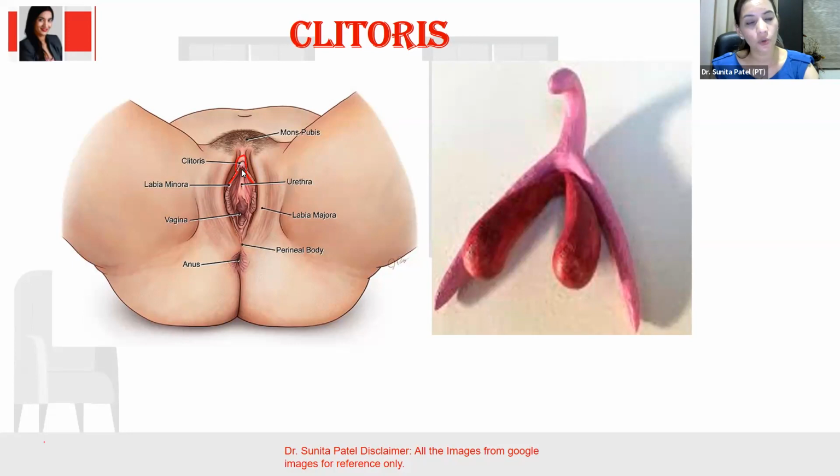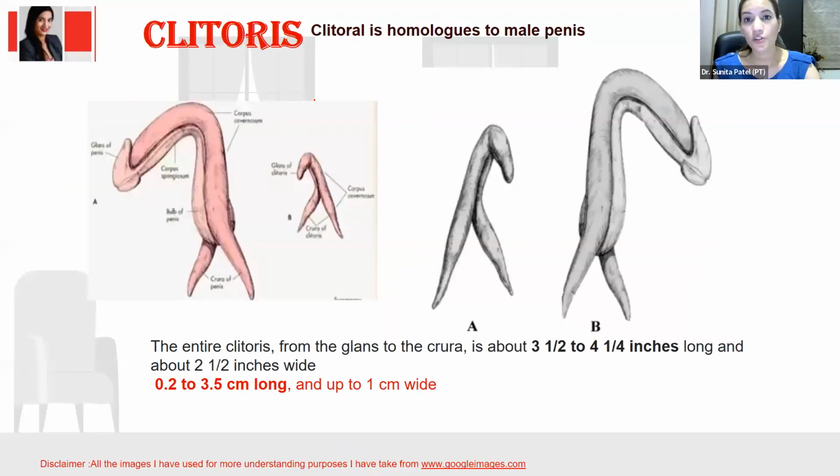Into this clitoral hood, the glans of the clitoris can be visible, and we can palpate it. But this is not the whole size of the clitoris. The clitoris is quite bigger than that. Only this glans is visible here. The whole clitoris is hidden inside the body, and the clitoris has different parts. We can see that the clitoris is homologous to the male penis.